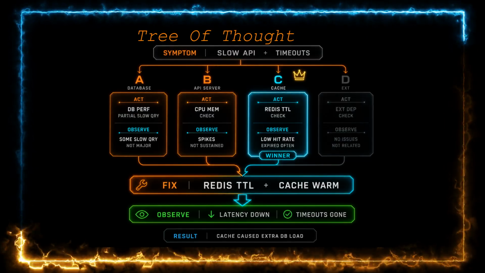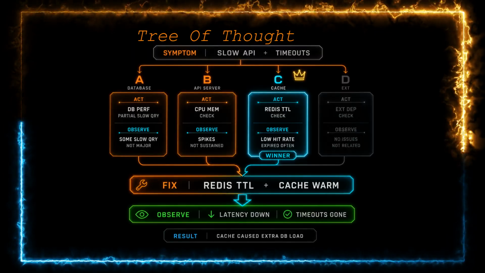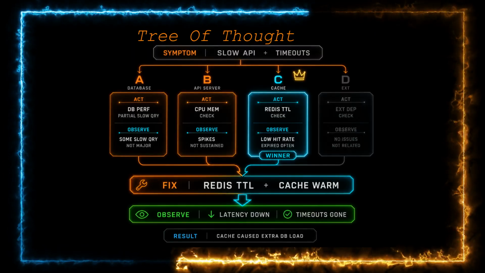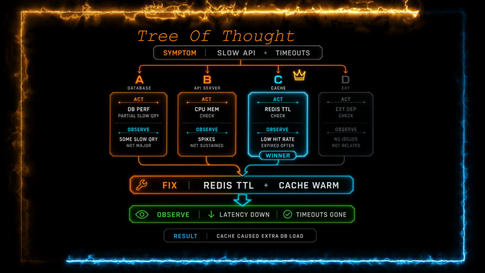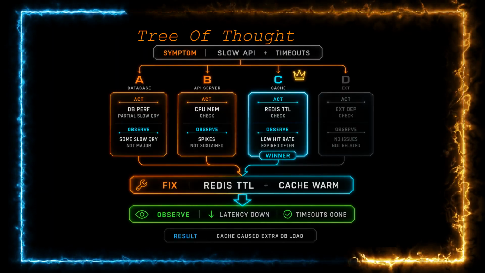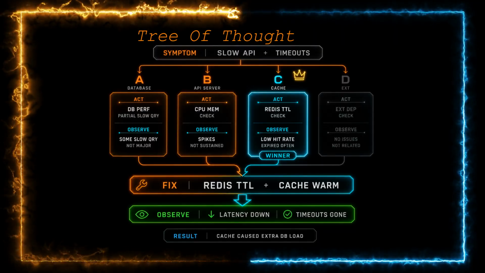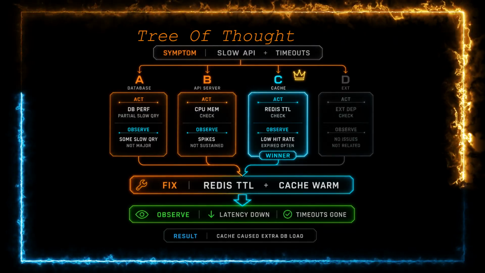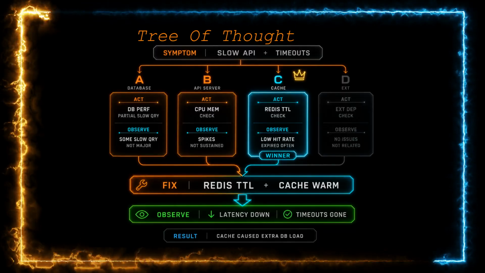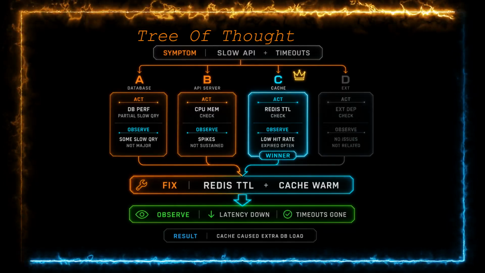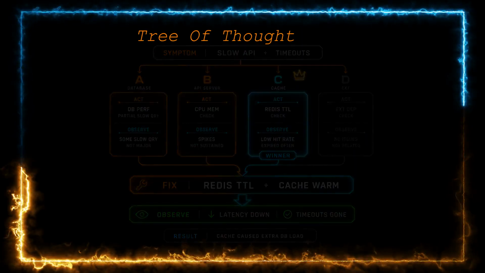Branch B, act: check server CPU and memory. Observe: CPU spikes during traffic peaks. Branch C, act: inspect Redis cache hit rate. Observe: cache hit rate is very low due to misconfigured TTL. Choose path: cache misconfiguration is most likely root cause. Act: fix Redis TTL configuration and warm cache. Observe: API latency significantly improves, timeouts disappear. Final result: issue was caused by cache misconfiguration, leading to excessive database load.